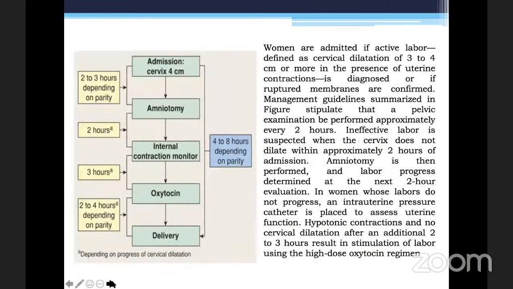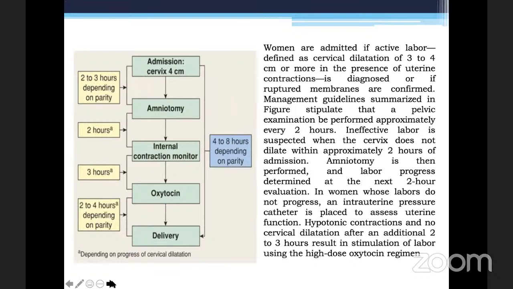Women are admitted if active labor, defined as cervical dilation of 3 to 4 centimeters or more in the presence of uterine contractions, is diagnosed, or if ruptured membranes are confirmed. Stipulate that a pelvic examination be performed approximately every 2 hours. Ineffective labor is suspected when the cervix does not dilate within 2 hours of admission. Amniotomy is then performed and labor progress determined at the next 2-hour evaluation.